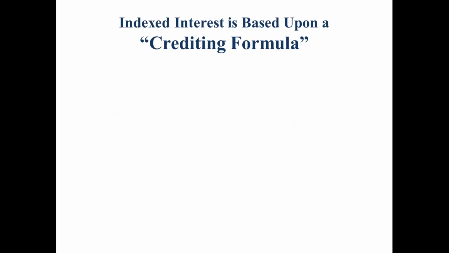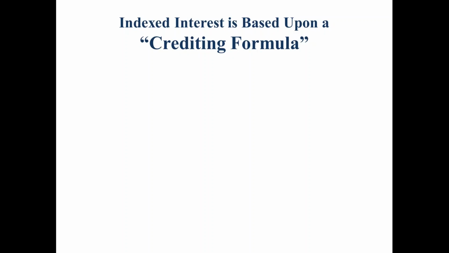So the first thing we have to understand, when we talk about indexed interest, this applies equally to both annuities and life insurance, like indexed universal life. They work exactly the same way. And they're based upon what's called a crediting formula. There's various different types of crediting formulas. We're going to go through the basic ones today and tomorrow, because any offshoot of it is always related to one of the basic ones.